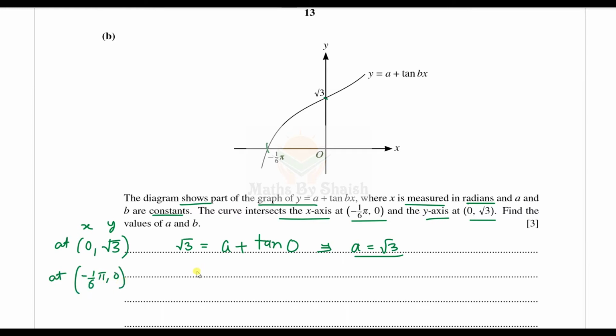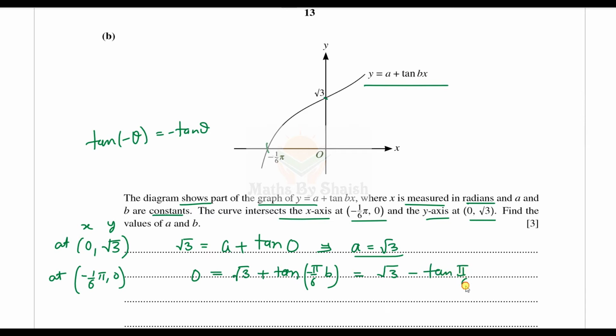So y is equal to 0. I'm substituting the value here. 0 is equal to a, which is root 3, plus tan minus pi over 6 and b is already there. So I substitute the value of x here, and hence we can rewrite it as 0 equals root 3 plus, and this is minus because we know that tan of minus theta is equal to minus tan theta. So it would be minus tan pi over 6 b.